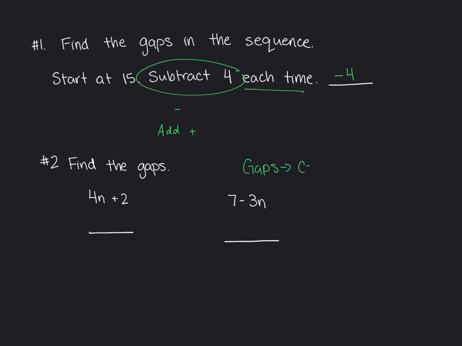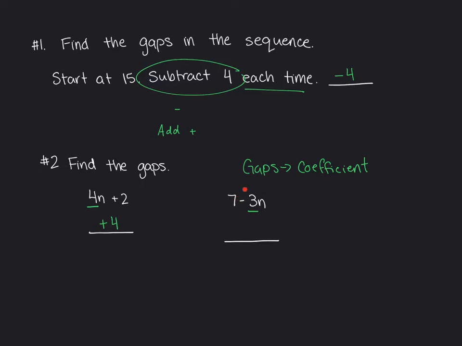So remember, the coefficient, co means with, is the number that is beside the variable. So in the first one, we'll look at the number 4, and the second one, we'll look at the number 3. Now we have these in 2 different positions. So when we look here, there's nothing before the 4, so that means it's like a positive. There's an invisible positive. So our gap for this first one would be +4.